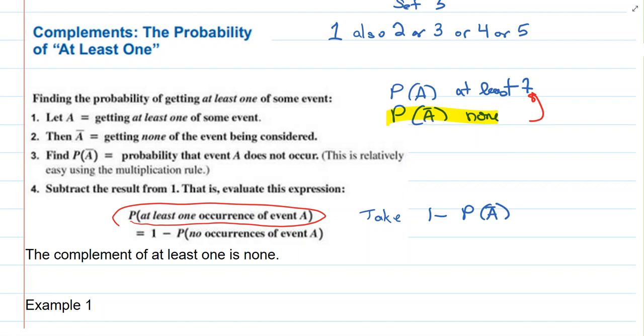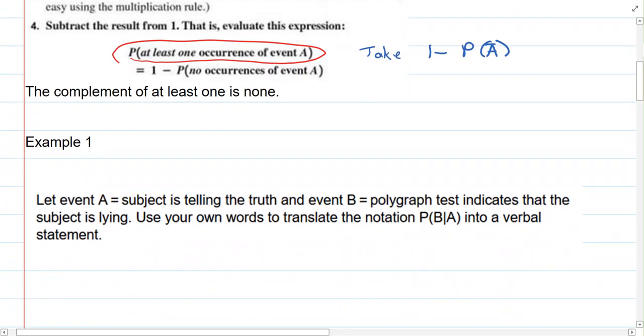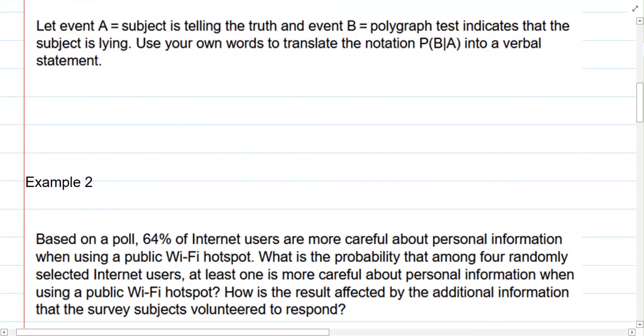So here we go on this particular item, the complement of at least one. So let's see what we can do. So we have to let A equal, the subject is telling the truth. And event B is a polygraph test that indicates that the subject is lying. So, using your own words to translate the notation of probability of B such that A occurs. So, this is a conditional understanding.